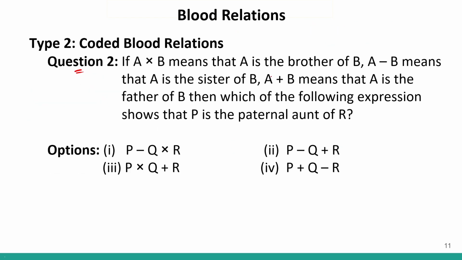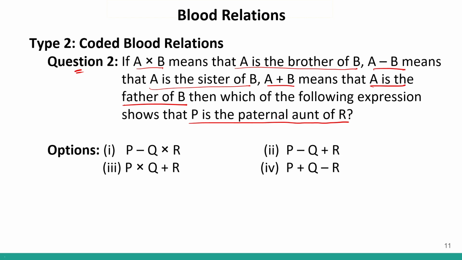Question number 2, similar question. Over here, these are the codes. A into B means A is the brother of B. A minus B means A is the sister of B. A plus B means A is the father of B. And we have to find out in which relation P will be the paternal aunt of R.